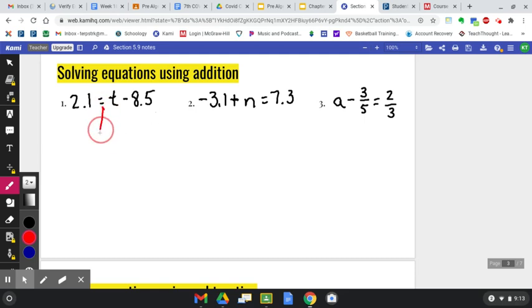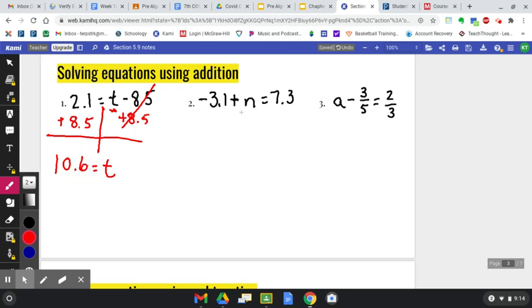So number 1, here's my variable. It's t minus 8.5 is equal to 2.1. So the opposite of minus is plus. Have to do that to both sides. Right? So negative 8.5 and positive 8.5 cancel. I'm left with t equals, over here we get 10.6.